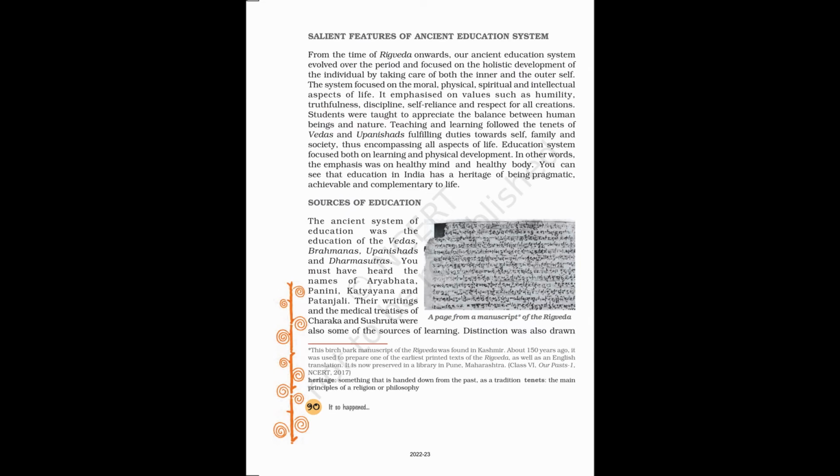Salient features of the ancient education system. From the time of the Rigveda onwards, our ancient education system evolved over the period and focused on the holistic development of the individual by taking care of both the inner and the outer self. The system focused on the moral, physical, spiritual and intellectual aspects of life. It emphasized values such as humility, truthfulness, discipline, self-reliance and respect for all creations. Students were taught to appreciate the balance between human beings and nature.